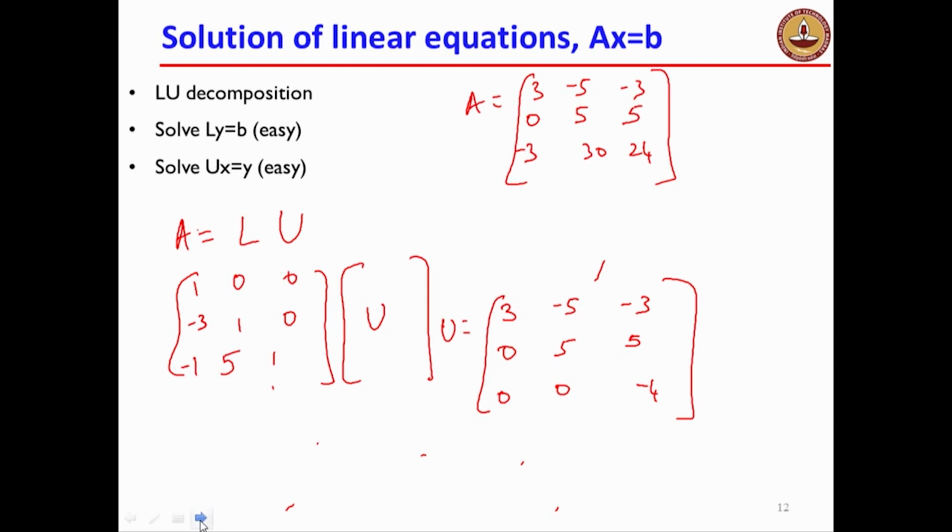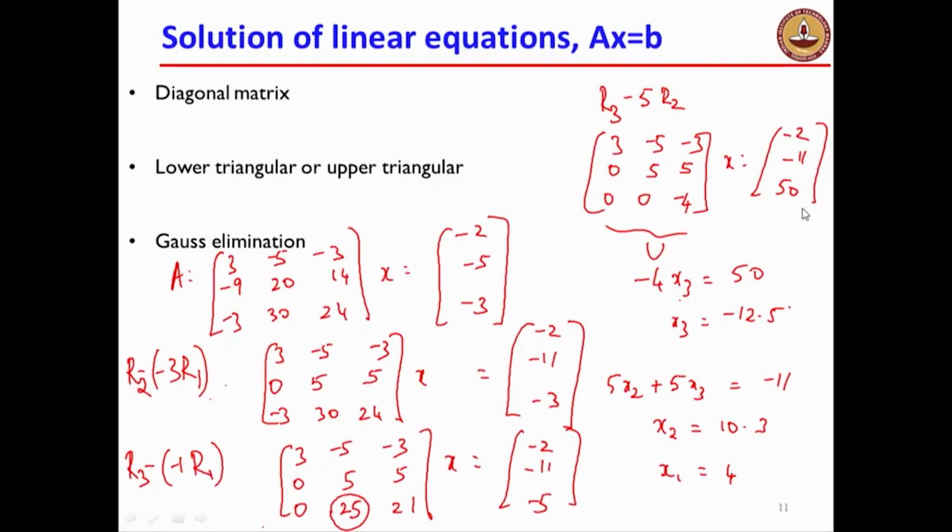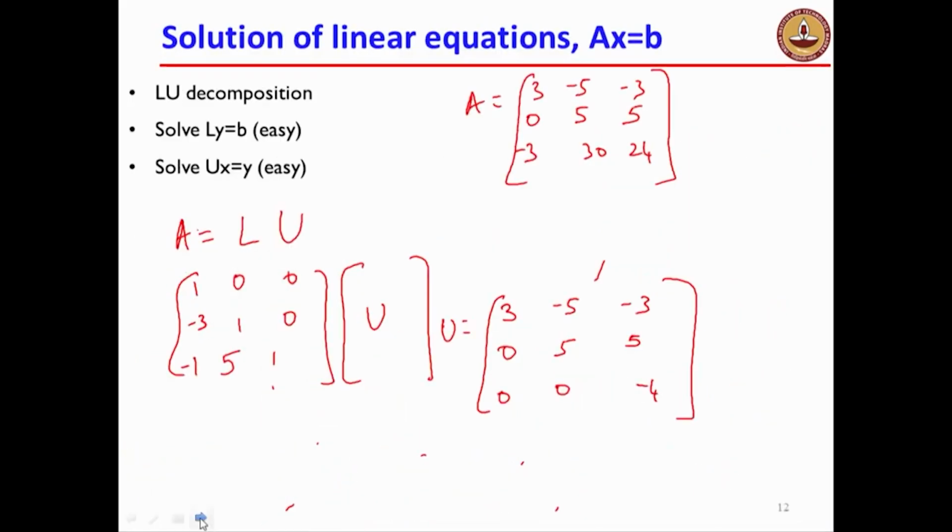Right? Now what that means is, I was really solving the system of equations Ux equal to y. Okay. What that really means is, if I want to solve a system of linear equations, the reason why we do this factorization is like this. It happens very often in computations that the right hand side changes. So in this case my right hand side was -2, -11 and 50. Now suppose I give you a different right hand side. I give you a right hand side 1, 0, 0. What will change?